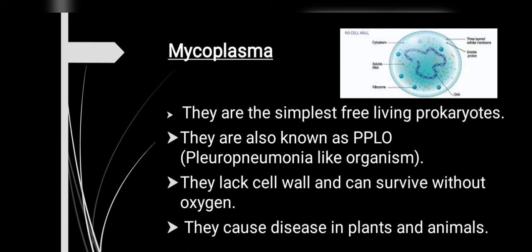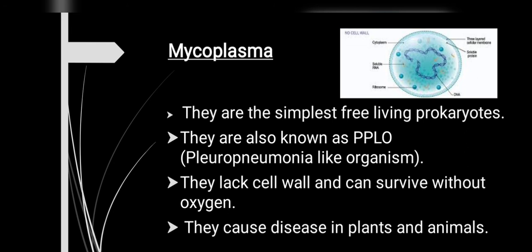The last category of kingdom Monera is mycoplasma, and they are the simplest free-living prokaryotes, and they are the smallest living organisms ever known. They are also known as PPLO, pleuropneumonia-like organisms. While archaebacteria and eubacteria have a cell wall, mycoplasma lack a cell wall, and they can survive without oxygen. So they are strictly anaerobic, and they cause diseases in plants and animals. So mycoplasma are the group of monerans which lack a cell wall. Is it clear, dear children?